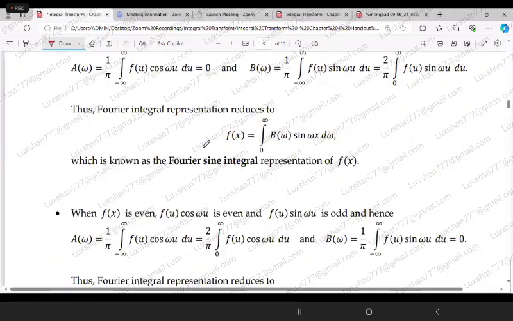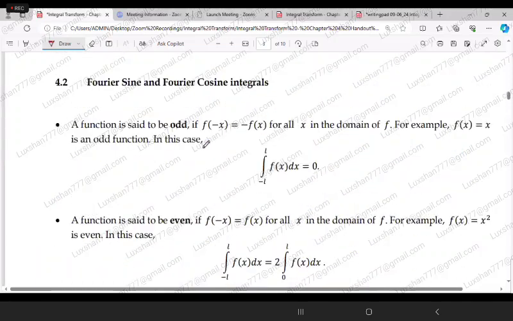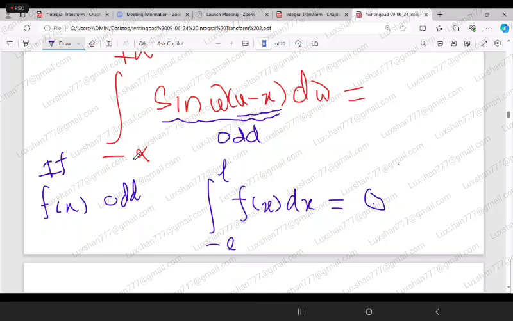Look at here. The function is an odd function. Then the integral from minus L to L of f(x) dx is equal to 0. So I am applying the same thing. Therefore, the integral from minus infinity to plus infinity of sin omega (u minus x) d omega is equal to 0.